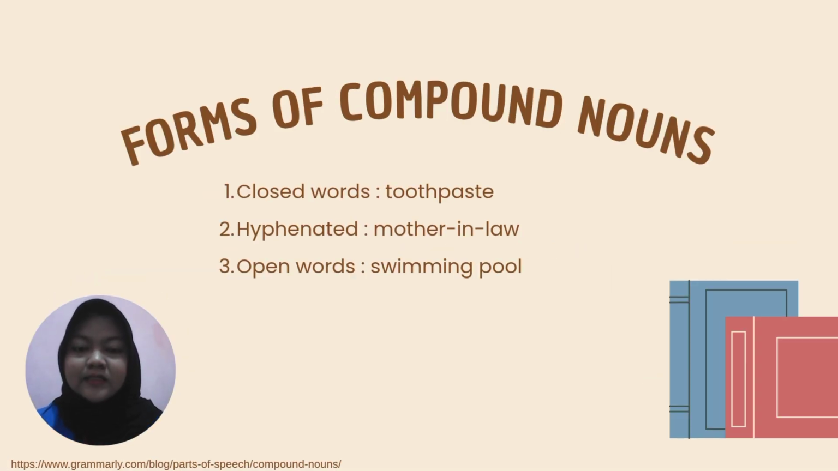There are three main forms of compound nouns. The first one is closed words, where the words are written together without any space, for example, toothpaste. The second is hyphenated words, which use a hyphen between words, like mother-in-law. And the last one is open words, where the words are written separately, such as swimming pool. Even though they look different, all of them function as a single noun.